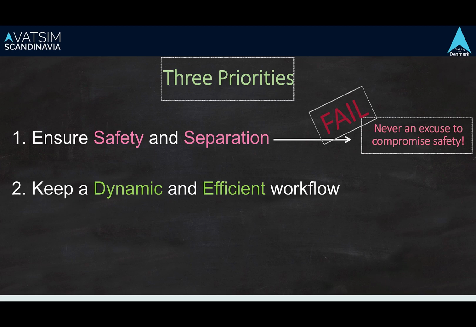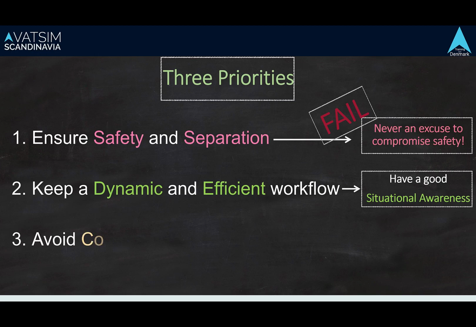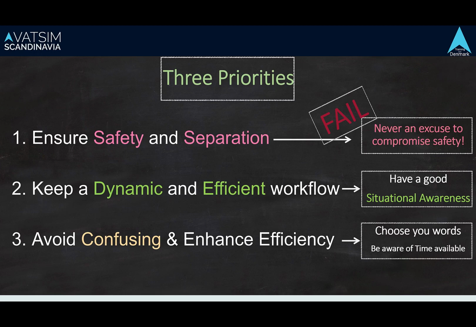Secondly is keep a dynamic and steady workflow. This is about knowing what goes on around you, being ahead of the picture, knowing what comes next, and this is done by establishing good situational awareness. Third one is avoid confusion and enhance efficiency. This is about choosing your words, your phrases, your clearances correctly, and in a manner that really avoids ambiguity, as well as being aware of what time you have in between your clearances to manage other things.